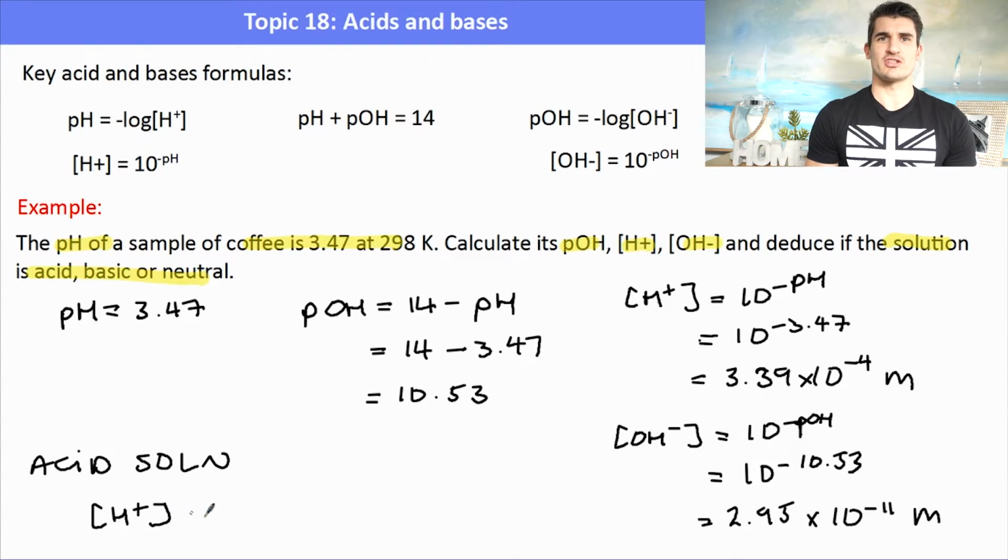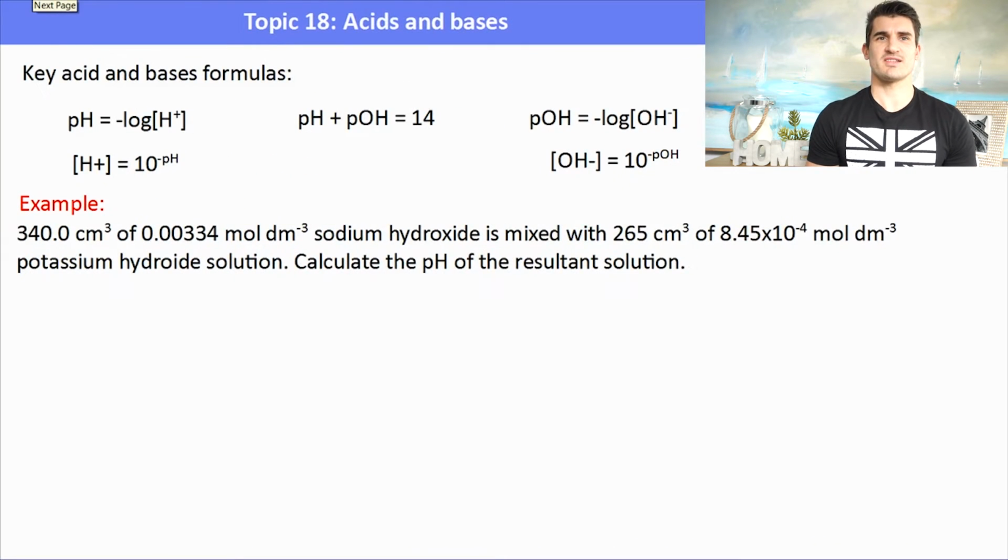Concentration of OH minus was worked out to be 2.95 times 10 to the negative 11, which is a very small amount of alkali solution. Because the H plus is greater than the concentration of OH minus, it would be referred to as an acidic solution.